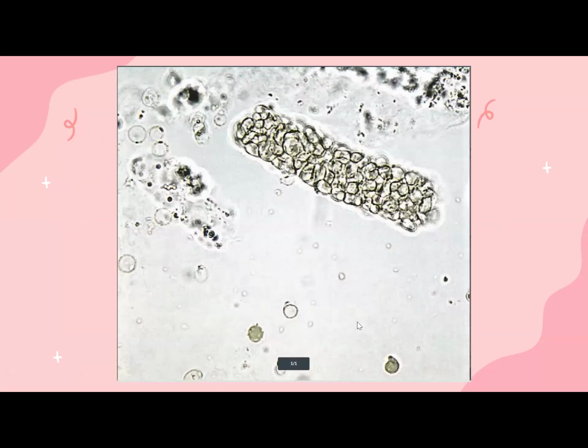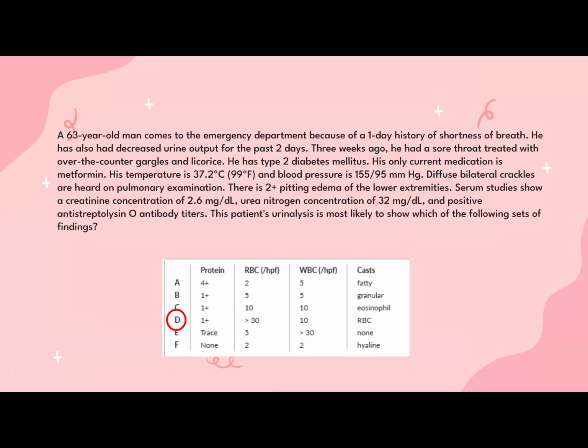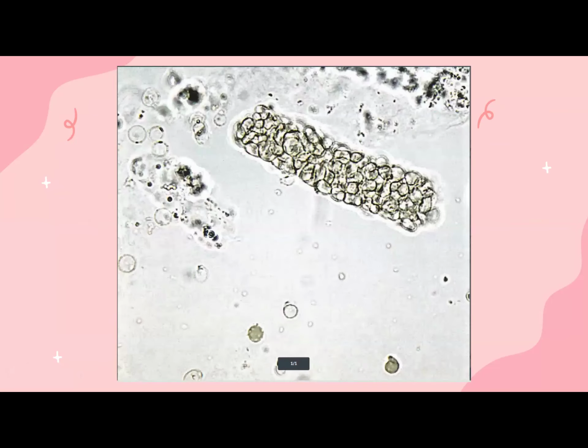And this is what it sort of looks like. I think this is a fatty cast. I don't think this is an RBC cast. So we're just gonna ignore this picture for now, and I'm gonna come back to this later.